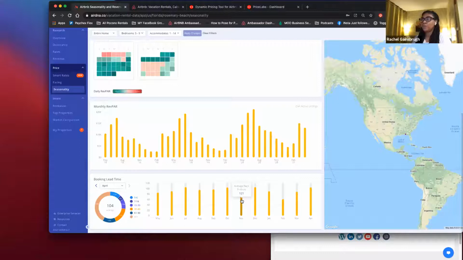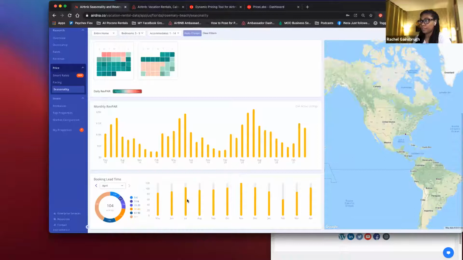So what that does for me as an operator, it informs me that right now in May, I had better be looking at my November pricing and making sure that I'm not selling the farm. I want to make sure I'm priced competitively. Don't drop it too low, okay? And make sure to capture some of that demand, because the supply is probably low at this point.